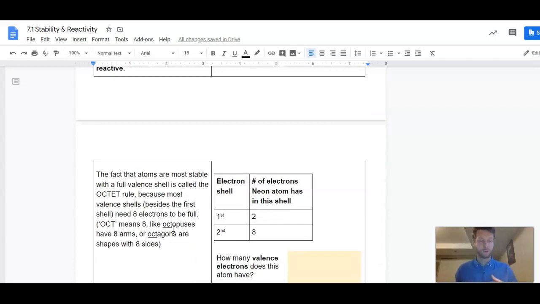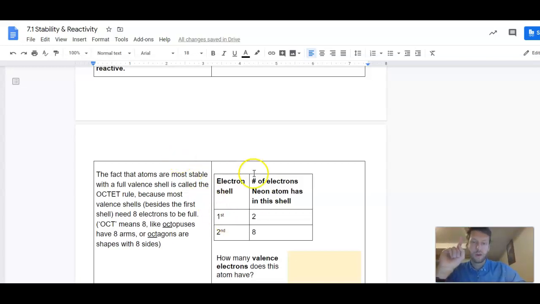Octopus, oct prefix means 8. So 8 electrons fit into most electron shells, the first being the exception, which only holds 2. Now, the caveat, once again, as you get into higher levels of chemistry, you'll understand there's more nuance, there's more detail there, but for the sake of 8th grade science, that is good enough for you to understand that the octet rule means there's 8 in all electron shells, except for the first one, where there are 2.